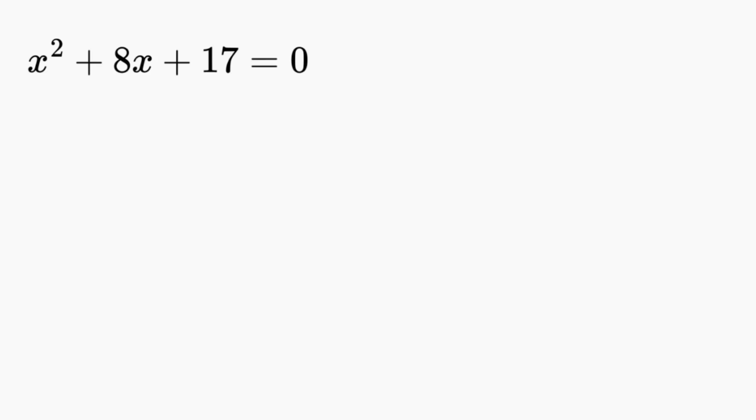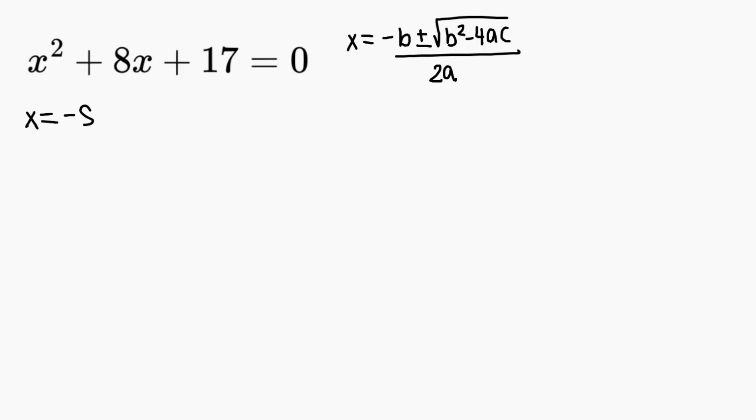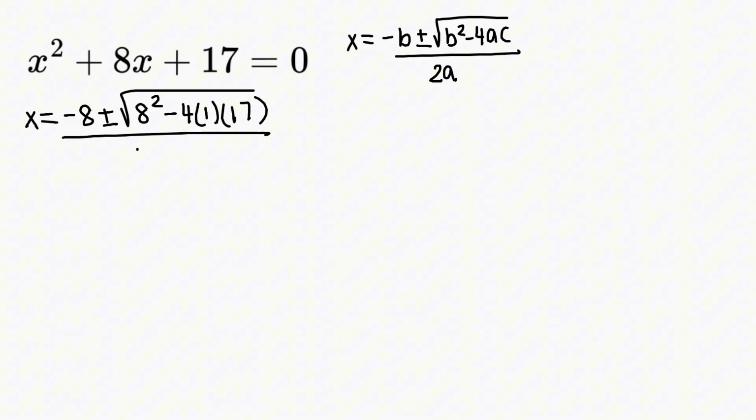Here we have x squared plus 8x plus 17 equals 0. Let's start by writing down our quadratic formula. x equals -b plus or minus the square root of b squared minus 4ac all over 2a. You can see this is an ax squared plus bx plus c equals 0 form, so we can get started. x equals -8 plus or minus the square root of 8 squared minus 4 times 1 times 17 over 2 times 1.